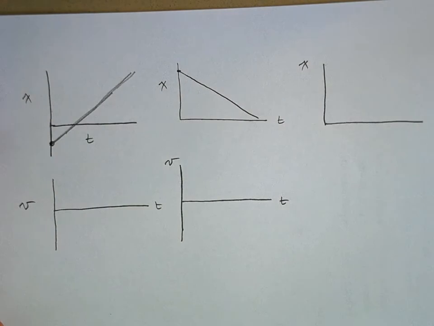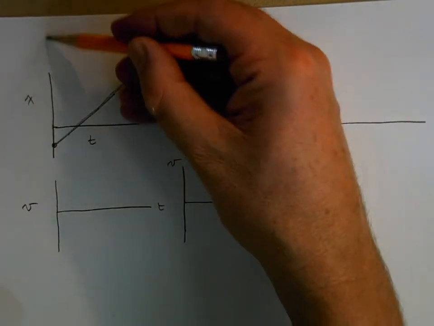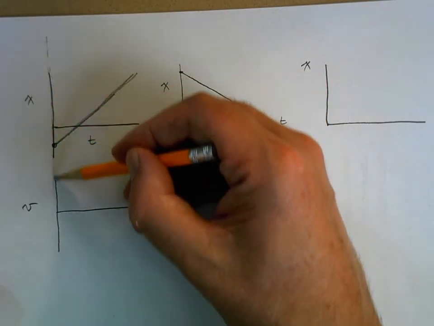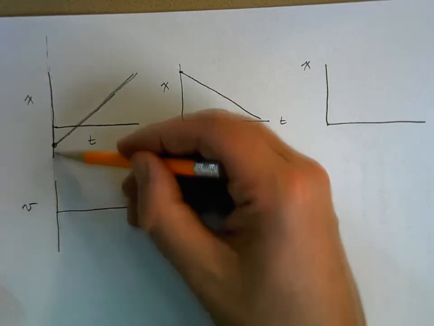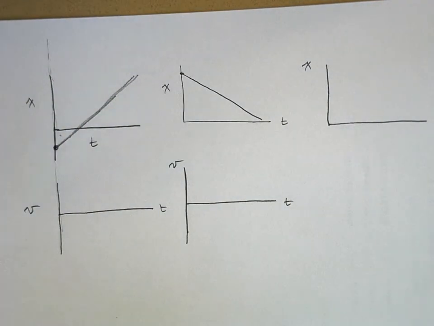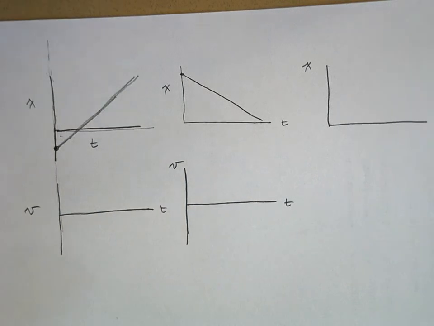Now here's what we mean by side by side. Do you see how they're lined up? Here's my position versus time graph, but then I come down and the velocity axis is just lined up with the position axis, one on top of the other, and the time axes are parallel to each other like that. Okay, so we have this.